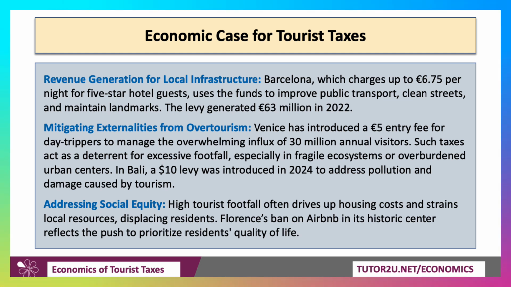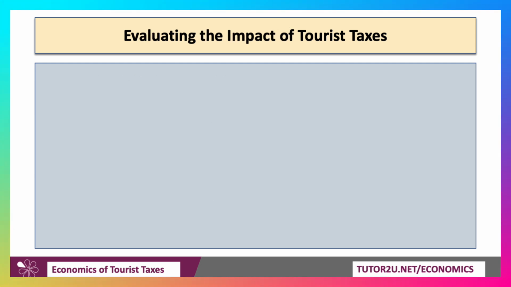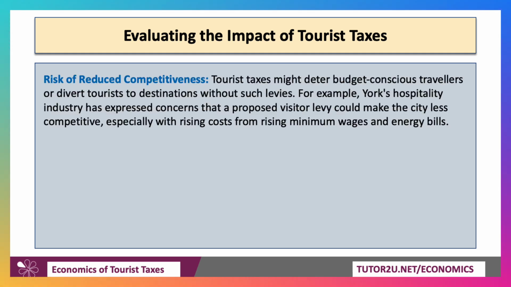Florence's ban on Airbnb is a good example, reflecting the push to prioritise residents' quality of life. And other cities are thinking about introducing similar bans. But what about the evaluation? Well, what are the downsides? Clearly, there are always risks with these kind of taxes.